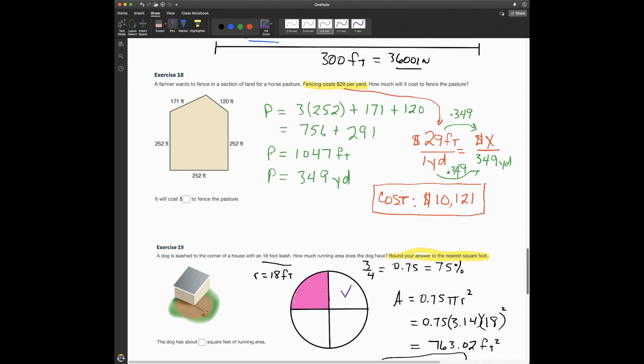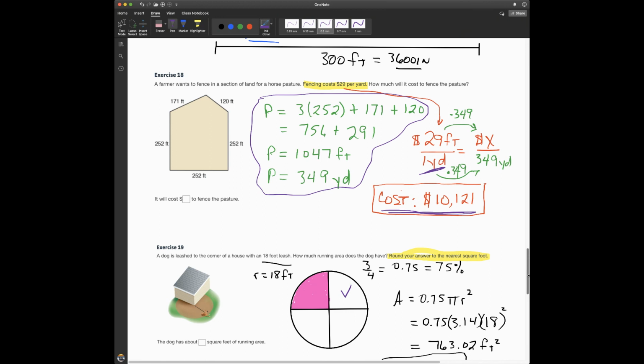Number 18, find the perimeter first. And I do that here. I find the perimeter and I turn it into yards because the fencing is $29 per yard. I set up a proportion and I figure out what X is, and that gives me the cost.